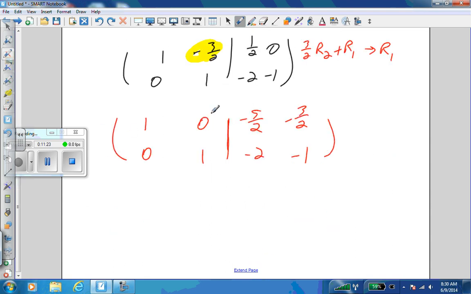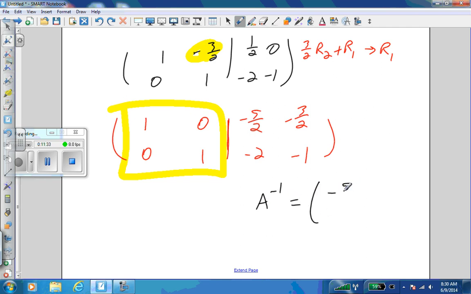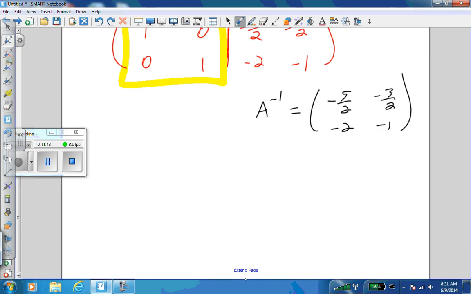Notice we have the identity matrix on the left. So this, if we did that correctly, will be the inverse of A. So, how do we know if that's the inverse? Well, we said that if we take a matrix and multiply it times its inverse, that gives us the identity.